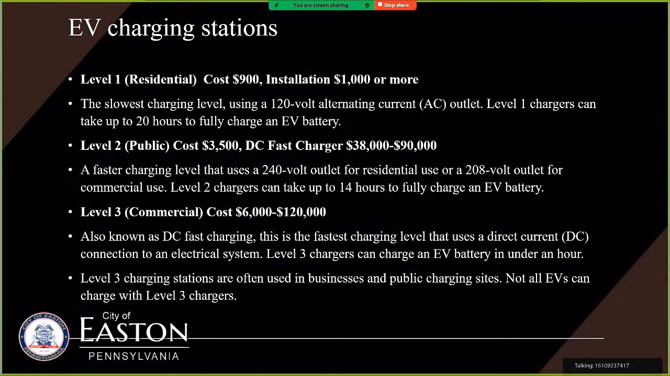That's 240 volts, 14 hours to fully charge, 208 volts for your outlets for the commercial use. The level 3, they're also fast charging, between $6,000 and $120,000. But the level 3s don't necessarily charge all the electric vehicles. They're for certain ones.